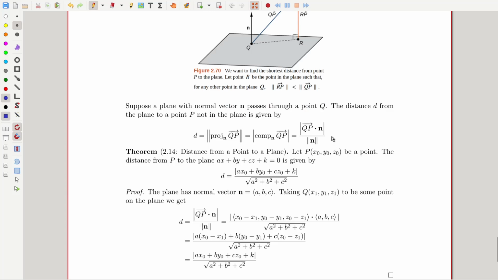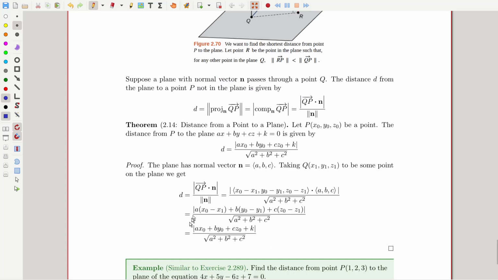In the case where you have all these specific values, this theorem is particularly for when you have the point P with the coordinates x0, y0, z0, and your plane is in the general form, ax plus by plus cz equals k. The book uses a k instead of d for whatever reason. Oh, well, because we want d to be distance, so that's why we switched the variable. That makes sense. So it's given by this formula, which is the result of just plugging things into here.